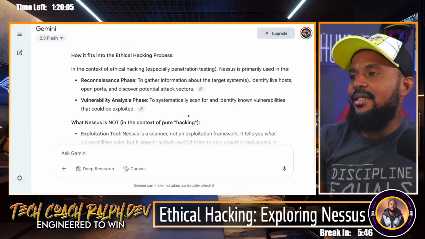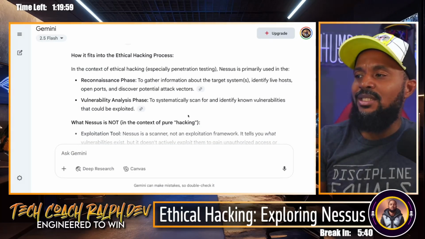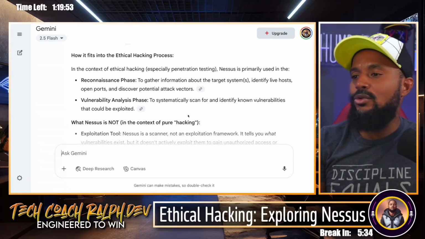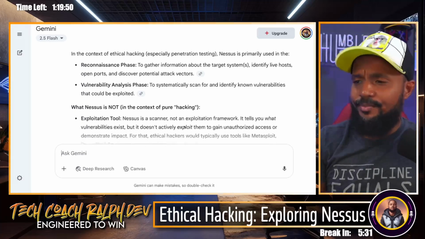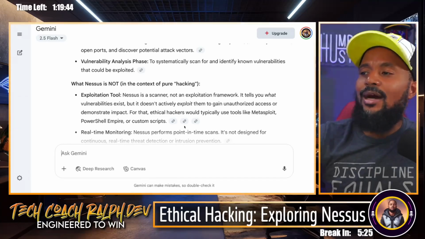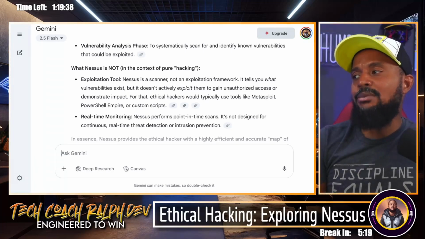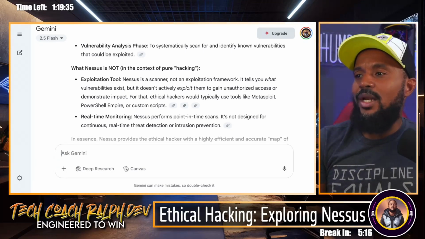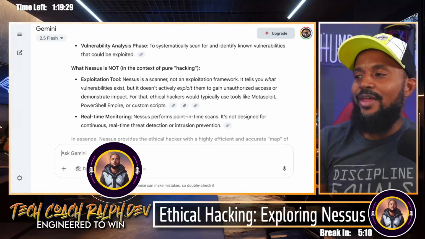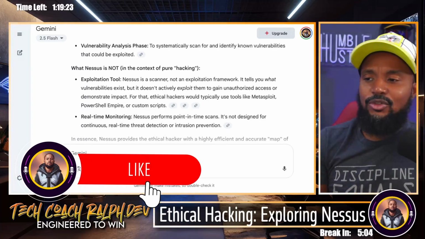How it fits into the ethical hacking process. So in the context of ethical hacking, the reconnaissance phase is to gather information about the target system, identifying live hosts, open ports, and discovering potential attack vectors. Vulnerability analysis phase, to systematically scan for and identify known vulnerabilities that could be exploited. What Nessus is not, I repeat, what Nessus is not. In the context of pure hacking, it is not an exploitation tool. Nessus is a scanner, not an exploitation framework. It tells you what vulnerabilities exist, but it doesn't actively exploit them to gain unauthorized access or demonstrate impact. For that, ethical hackers would typically use tools like Metasploit, PowerShell Empire, or custom scripts.